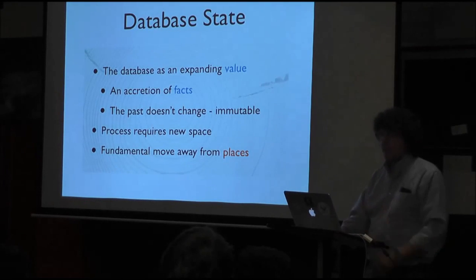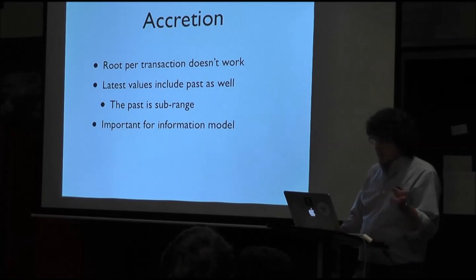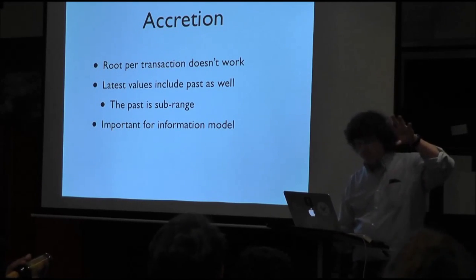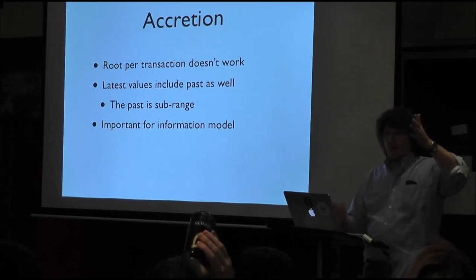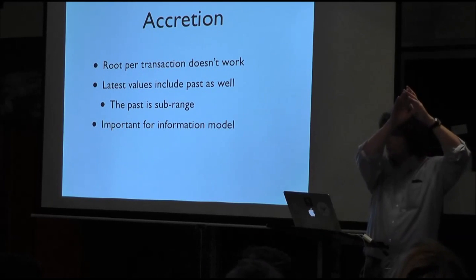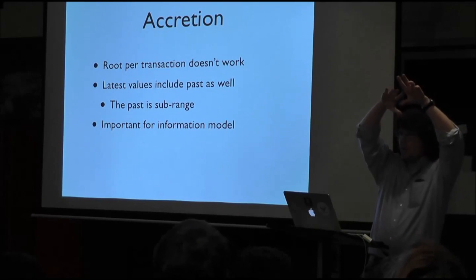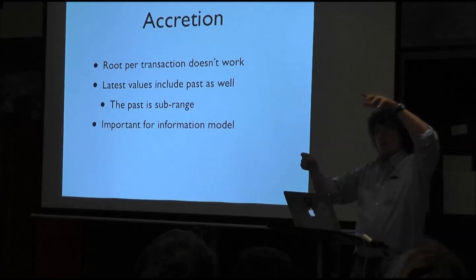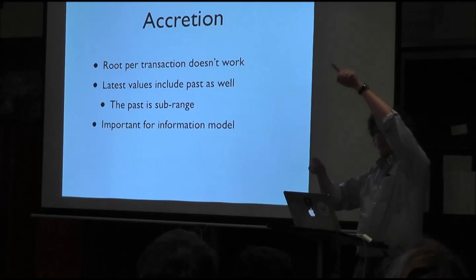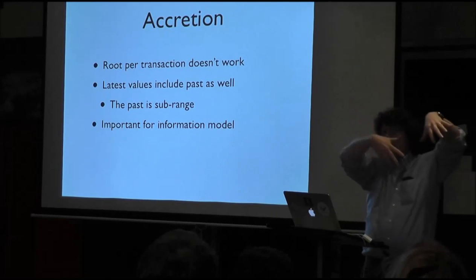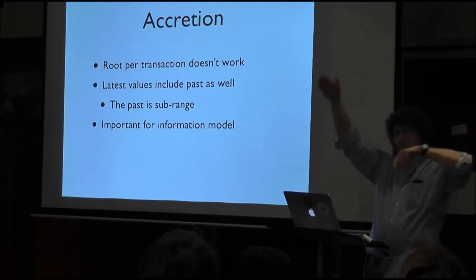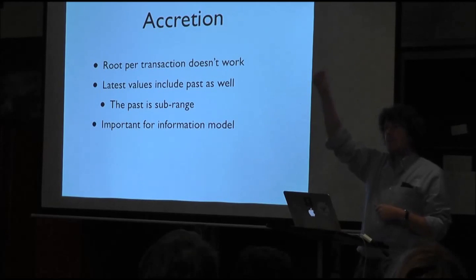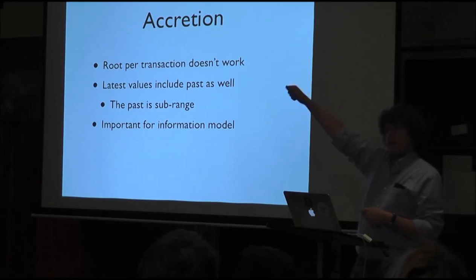So we're moving away from places, right? I talked a little bit about snapshots or whatever, but the bottom line is, you can't create a new root. If you're going to have persistent data structures in memory, what do you do every time you have a new change? They're trees, right? Every time you have a change, you copy the path from the root to the new leaf, and then the tree shares all the rest of the old tree except the path to the novelty, which means you're producing a new root every time something new happens.